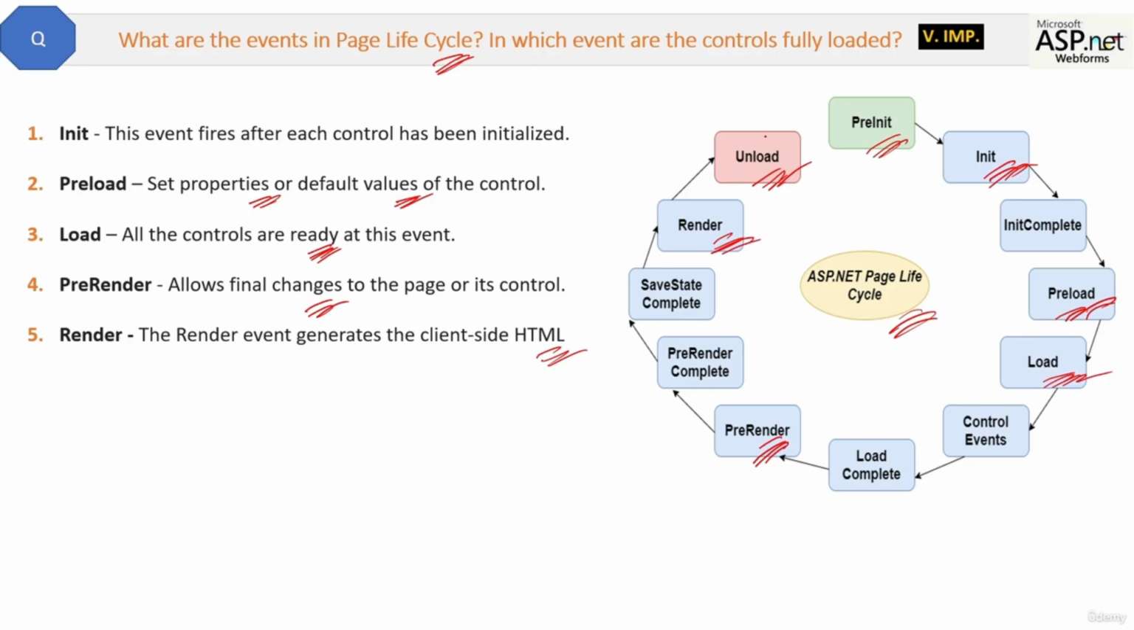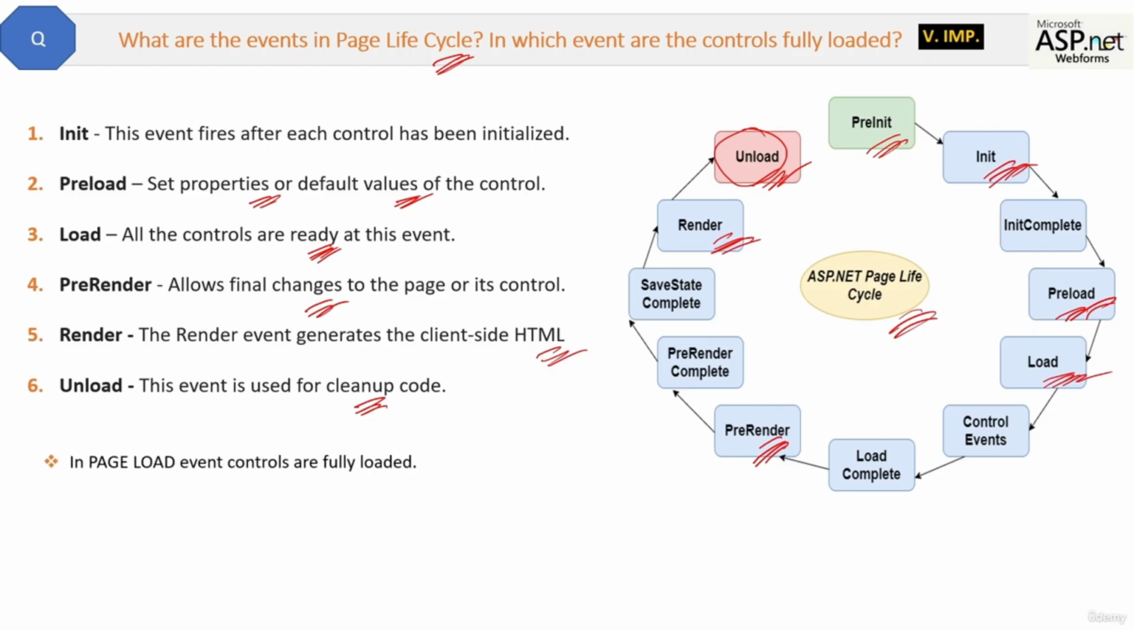And the last one is unload. This event is used for cleaning up the code, like it will unload or clean the text box control after there is no use of it. Okay, that is the purpose of unload. So these were some of the most important events in page lifecycle. Now the next part of the question was, in which event the controls are fully loaded? And you already know the answer. Yes, the answer is page load event. That is the event where the controls are fully loaded.